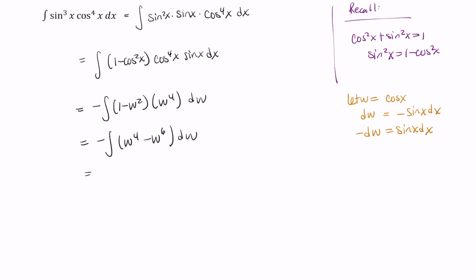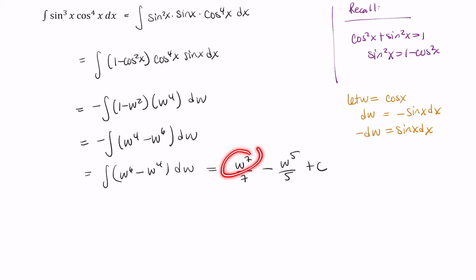All right, so let's rewrite this one more time. That is, let's write this as w to the sixth power minus w to the fourth power dw. Integrating will yield w to the seventh power over 7 minus w to the fifth power over 5 plus a constant. Now I can replace this w here with cosine x, and I end up with cosine to the seventh x over 7 minus cosine to the fifth x over 5 plus a constant c. I hope this video was helpful.